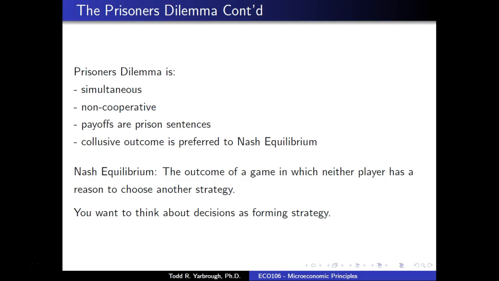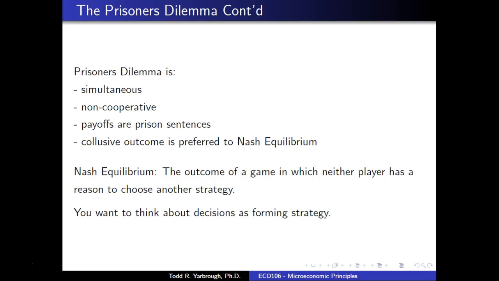We actually can think about the prisoner's dilemma as being a type of game: simultaneous, non-cooperative. The decisions are made simultaneously, meaning that I don't know what the other player chooses before I make my decision. So it's like rock, paper, scissors. That game happens simultaneously.